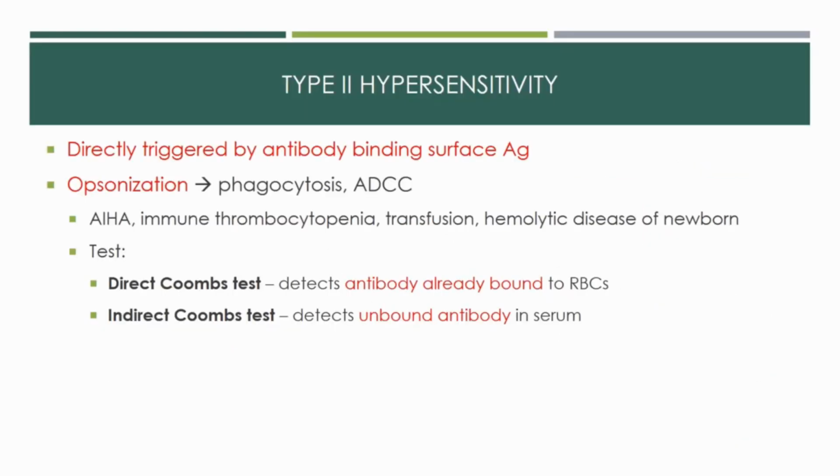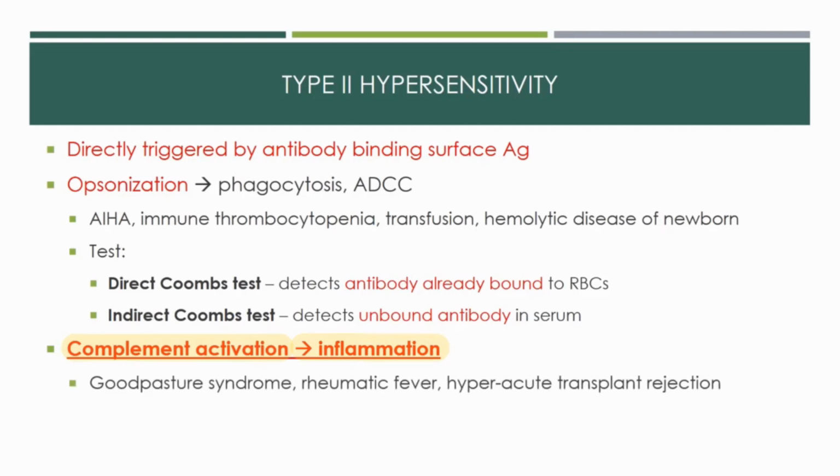Getting back to the manifestations of type 2 hypersensitivity, remember that a second function of antibody is complement fixation, leading to activation of the classical complement pathway. Again, it is antibody binding that's directly responsible for inflammation in this case, so it's a type 2 hypersensitivity. Here are some examples. In Goodpasture syndrome, antibodies attack the basement membrane in both lung and kidney cells. This causes tissue destruction by way of complement and results in hemoptysis and hematuria.